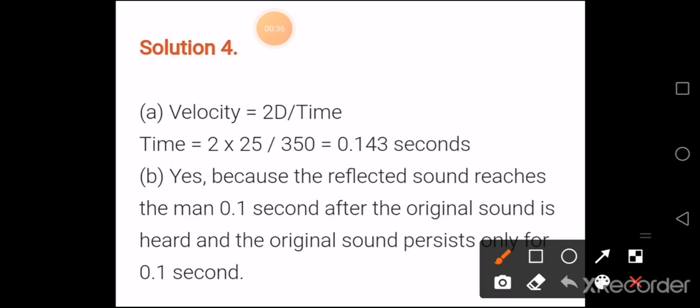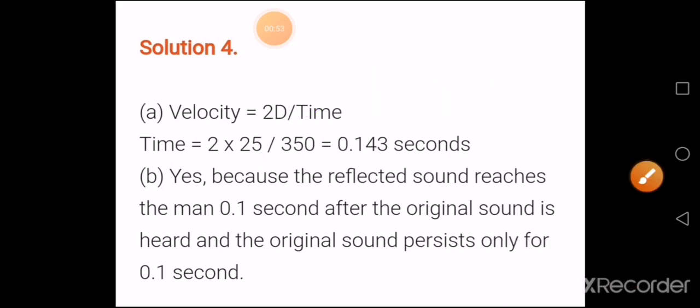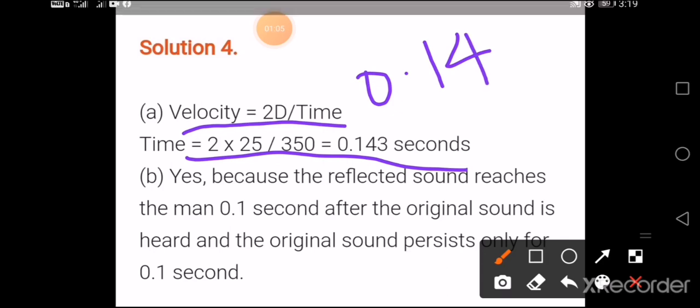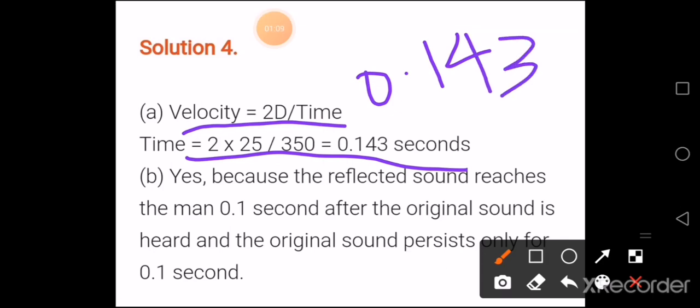See here the time period you have to find out, because other values are given there. Now what is given? 25 meter away, that is the distance is given to be 25 meter. Then velocity of sound in air is given to be 350 meter per second. Now as per your equation, velocity is equal to 2 times distance upon time. From that you can calculate the time. Now you got the value for time, 0.143. Now come to the second part of your question. You can expect such questions for your exam also.